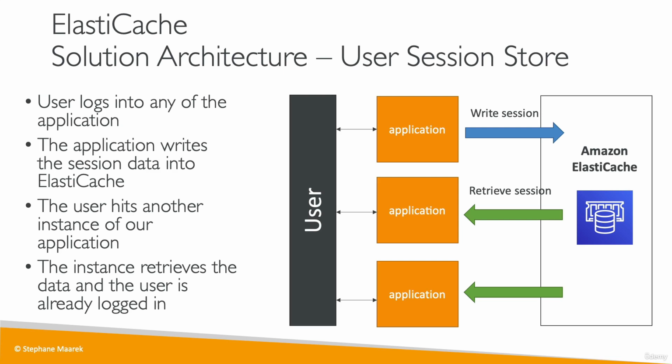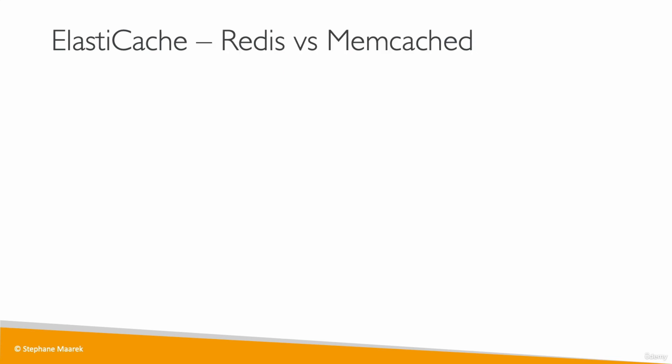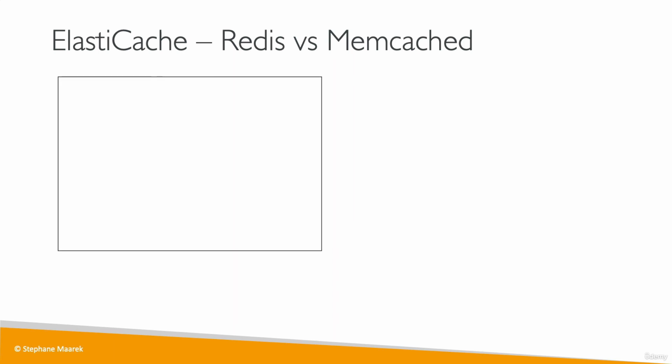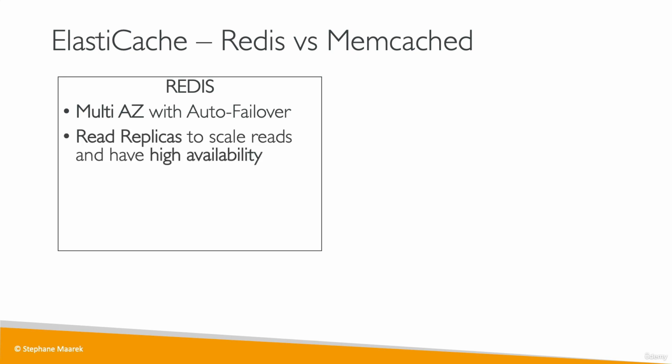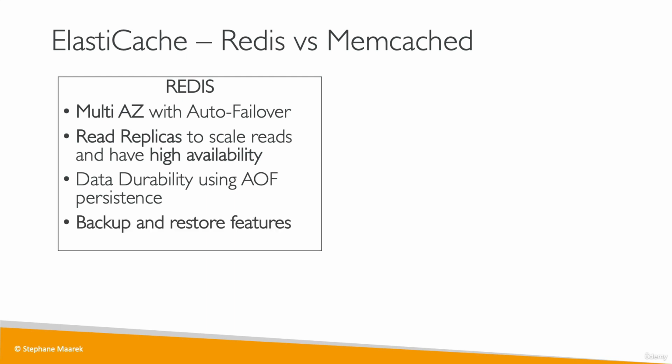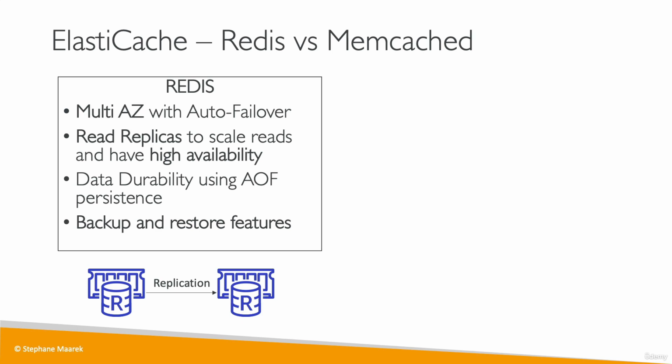Now, something that can come up in the exam is for you to understand the difference between Redis and Memcached at a high level. So Redis is a technology that allows you to do multi-AZ with auto failover, and the read replicas are used to scale the reads and also have high availability. So this looks a little bit like RDS. There is also data durability thanks to persistence, and you have backup and restore features. So this looks a lot like RDS.